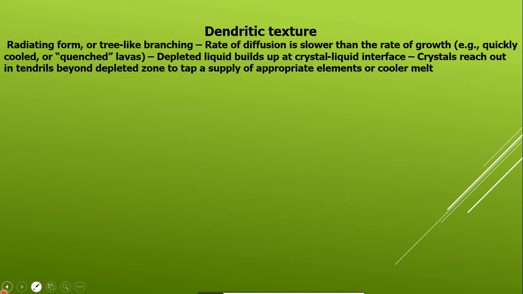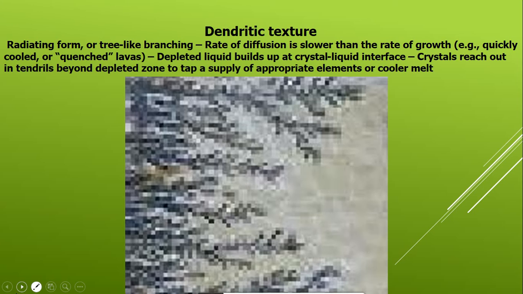Now we come to the dendritic texture. Radiating, tree-like branching occurs when the rate of diffusion is slower than the rate of growth. Example: quickly cooled or quenched lava, where depleted liquid builds up at crystal-liquid interfaces. Crystals reach out in tendrils beyond the depleted zone to tap a supply of appropriate elements or cooler melt. It's an example of dendritic texture. You can see the tree-like branching.